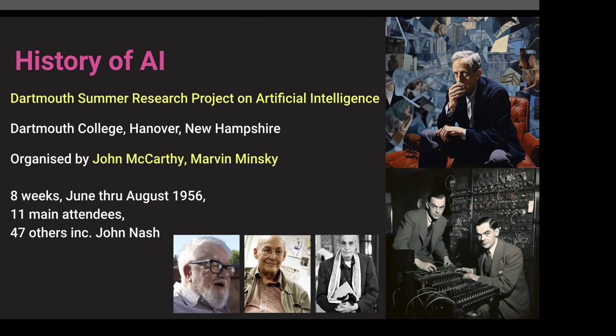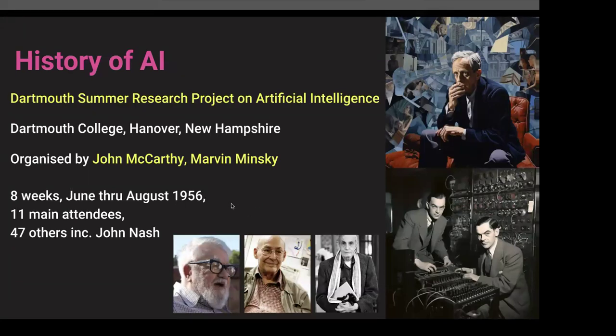There were 11 main attendees over the course of those 8 weeks, but if you go to Wikipedia, it states there were 47 people in all who dropped in and out during the workshop. They included people like John Nash, who's famous from the film A Beautiful Mind, if you know who he is. But these are the main two guys, John McCarthy and Marvin Minsky.